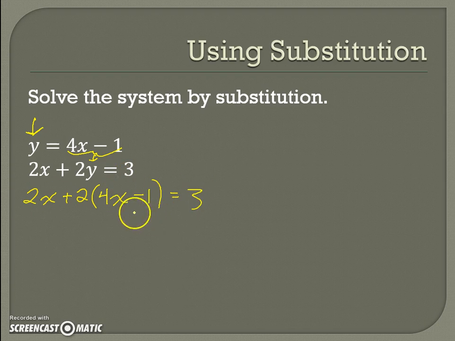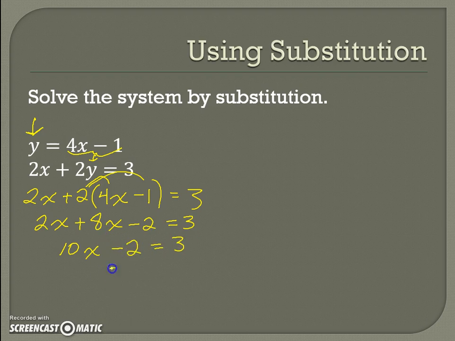So here I have an equation. I need to solve that for x. I'd use the distributive property, and I get 2x plus 8x minus 2 equals 3. Combine like terms: 10x minus 2 equals 3. Add 2 to both sides, and we get 10x equals 5, and then divide by 10. We get x equals 1/2.